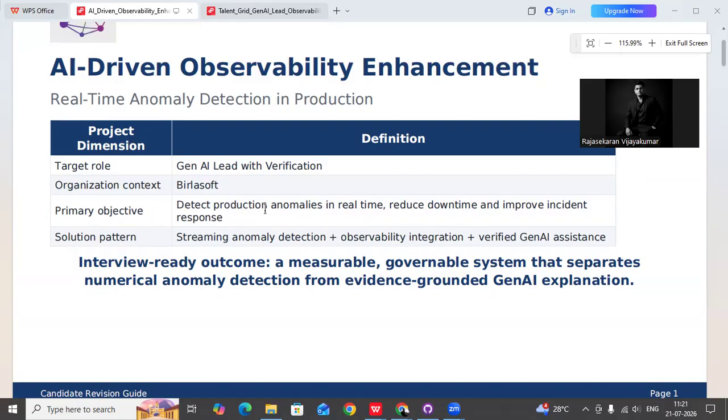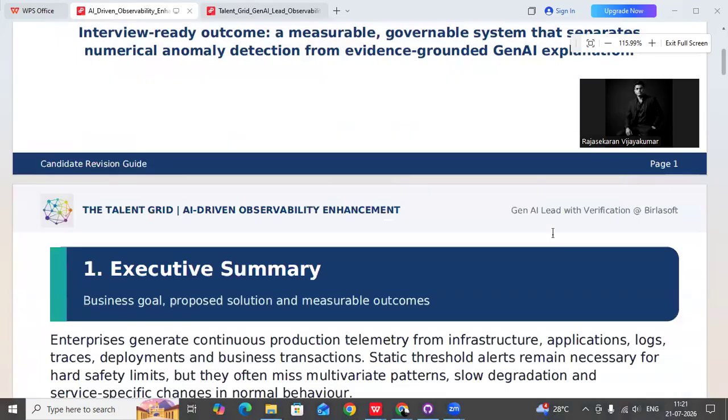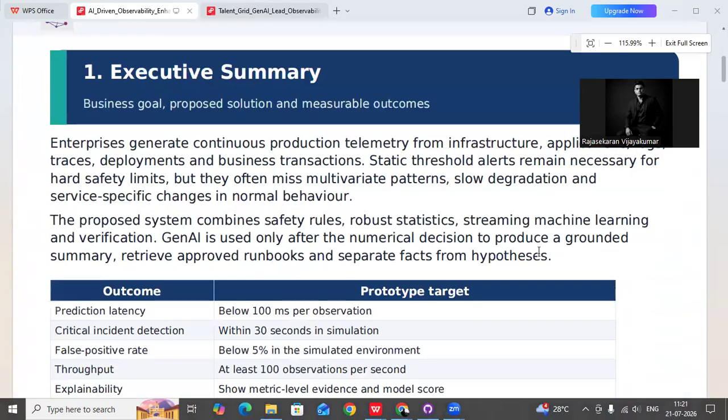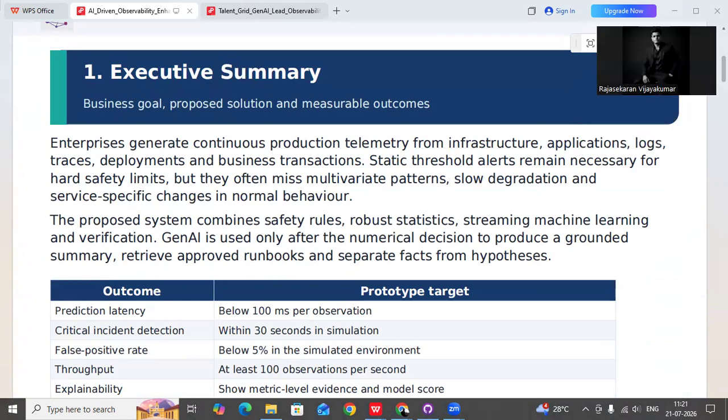I have shared a document with you which has a solution pattern where it does streaming anomaly detection, plus it does an observability integration into the system, and there is verified GenAI assistance as well in the system architecture. So here is a quick summary for your reference before we get into questions, so that you are clear about the context and how you should construct your answer.